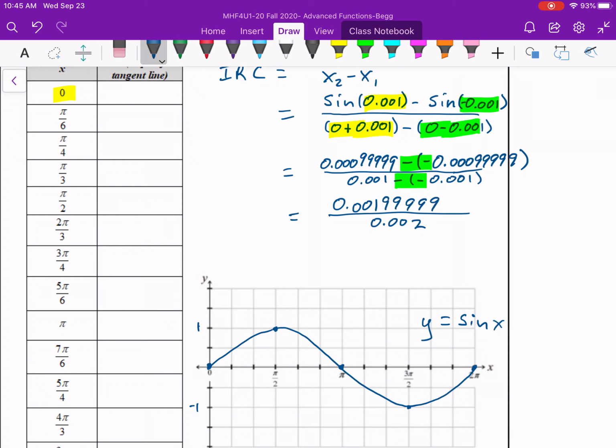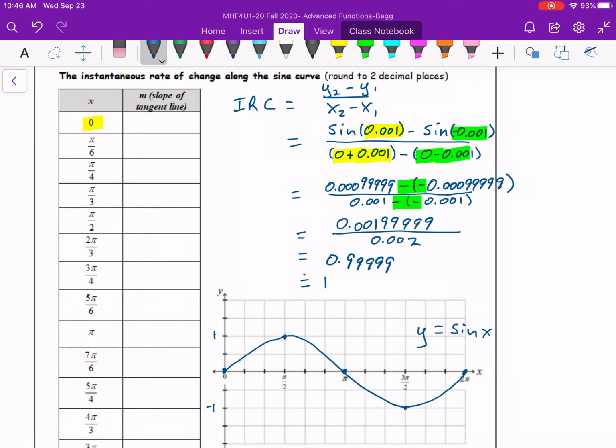And then the last step is I divide 0.00199999 by 0.002, and it works out to be 0.99999, etc. So there's more, but basically this is approximately equal to 1. So what all this work showed using the difference quotient formula is that the slope of the tangent line at an x value of 0 is 1.